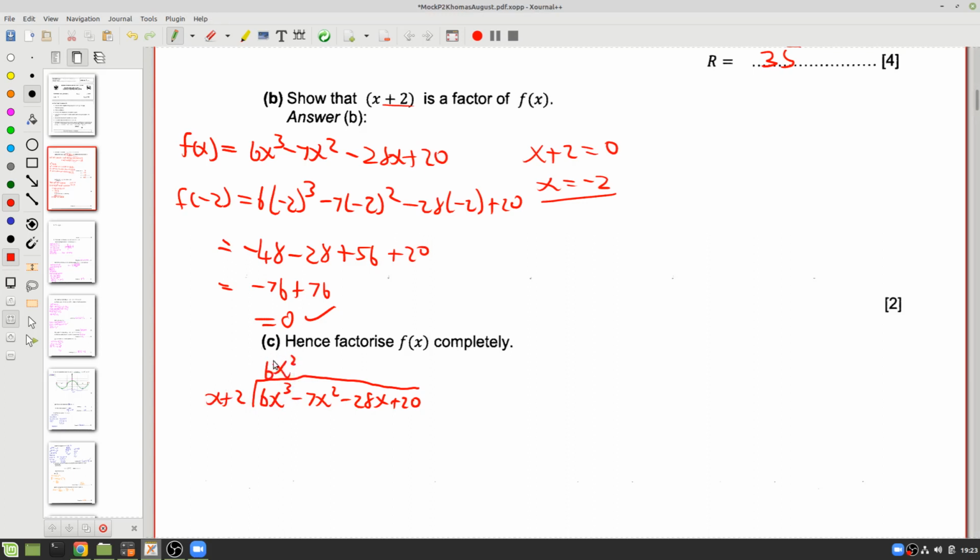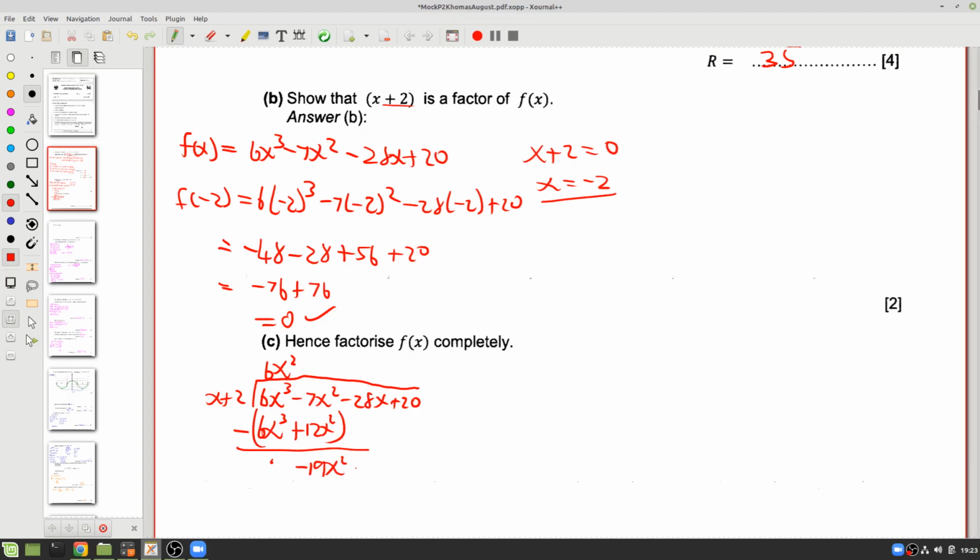And then we multiply this answer by the whole factor in front. So 6x squared times x is 6x cubed. And 6x squared times 2 is 12x squared. Okay, and then we want to subtract this. So the algorithm works the same as if we were just doing it with numbers instead of with algebra and letters. Works exactly the same. The 6x cubed minus 6x cubed is nothing. And then negative 7x squared minus 12x squared is negative 19x squared.